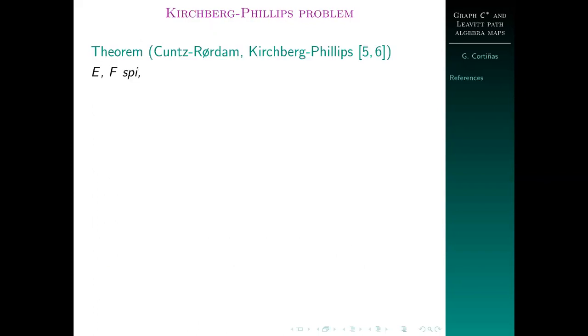So now we move to the Kirchberg-Phillips problem. This starts by a theorem, which is not a problem, but a theorem, which says that if E and F are finite SPI graphs which have the same Bowen-Franks invariant, so that is, there is a group isomorphism between the Bowen-Franks group of E and the Bowen-Franks group of F that carries the distinguished element to the distinguished element, then the C-star algebras are isomorphic.